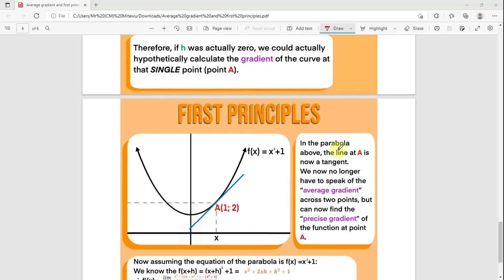In the parabola above, the line at A is now a tangent. We now no longer have to speak of the average gradients across 2 points, but can now find the precise gradient of the function at point A. In other words, the instantaneous rate of change at point A.